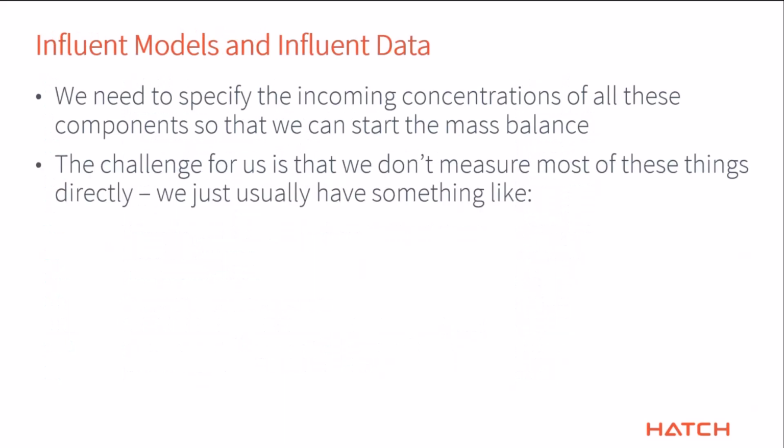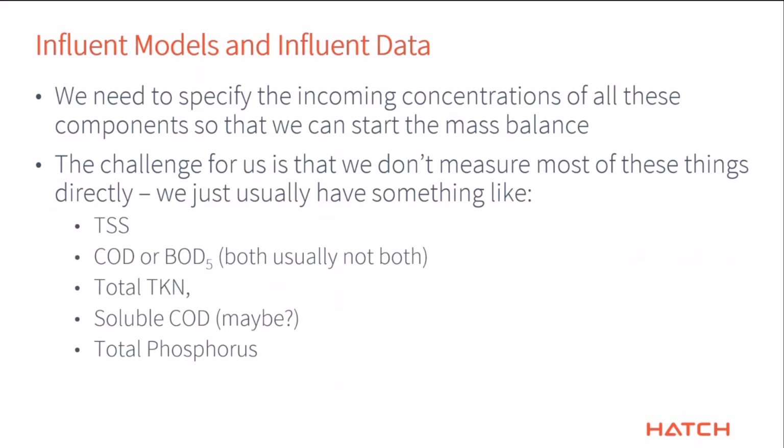The main problem is that we don't measure these things directly, right? We just normally have some sort of composite or bulk measurements of a bunch of those state variables combined together. We have a TSS number, which is like the sum of all of the particulate stuff. We have a total COD number or a total BOD number, but usually not both. So we're measuring some amount of organics, and maybe it's only the biodegradable part or not. We have TKN. We have maybe soluble COD. Sometimes I get that number for my project, sometimes I don't. Then probably we'll have a total phosphorus or maybe a soluble phosphorus. We usually only have 5 or 6 numbers coming in.